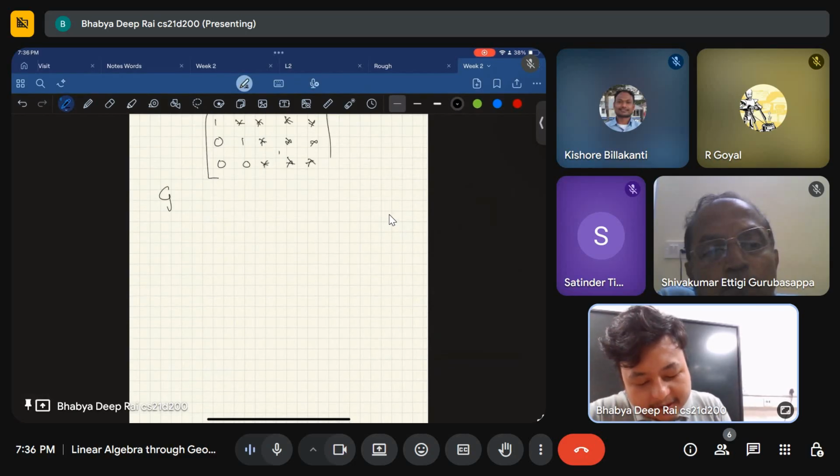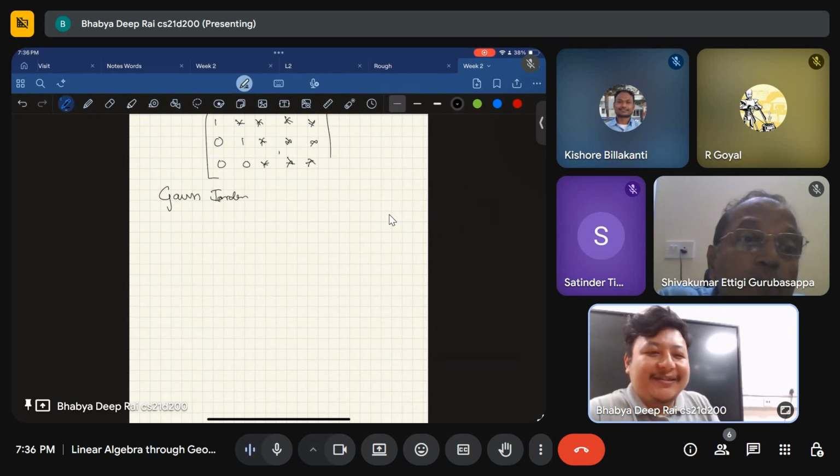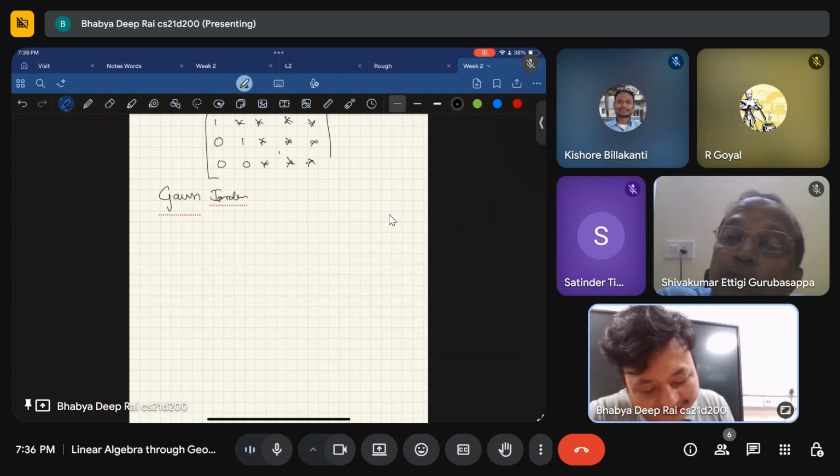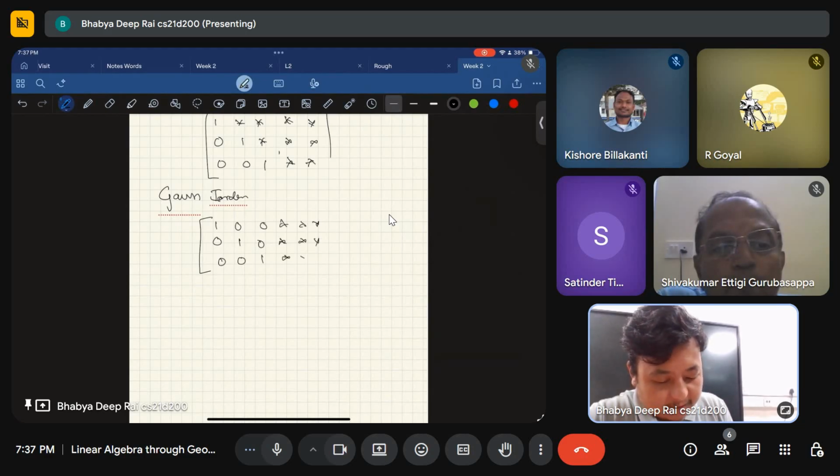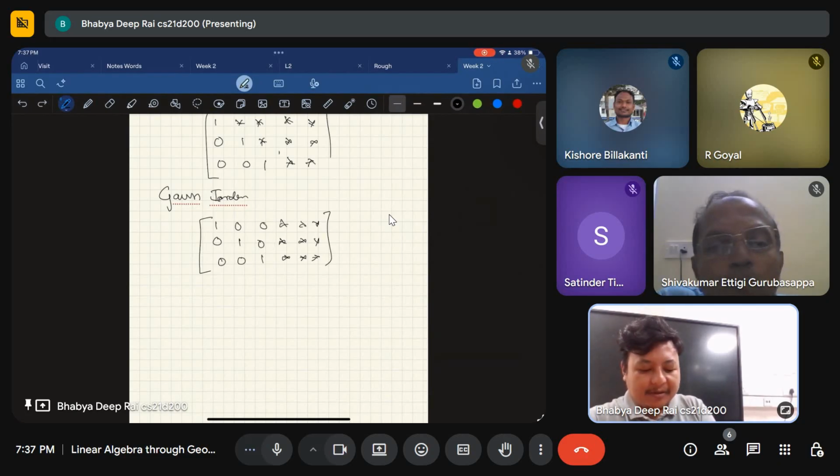But the Gauss-Jordan method just says that you use row operations continuously. Don't stop at the row echelon form. Use row operations and continue until you get something like this. And if you have a square matrix, then it'll look like an identity matrix. Okay, almost.